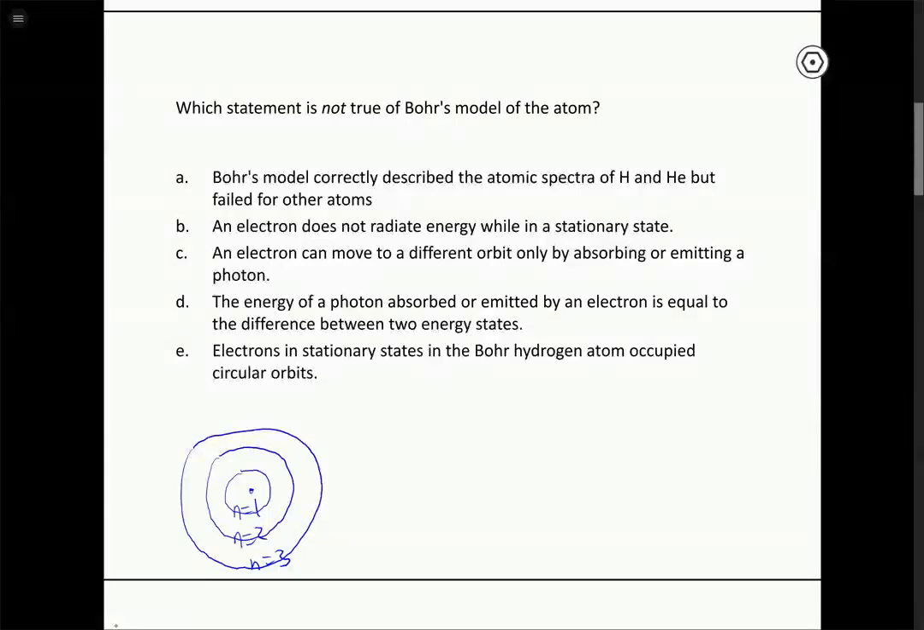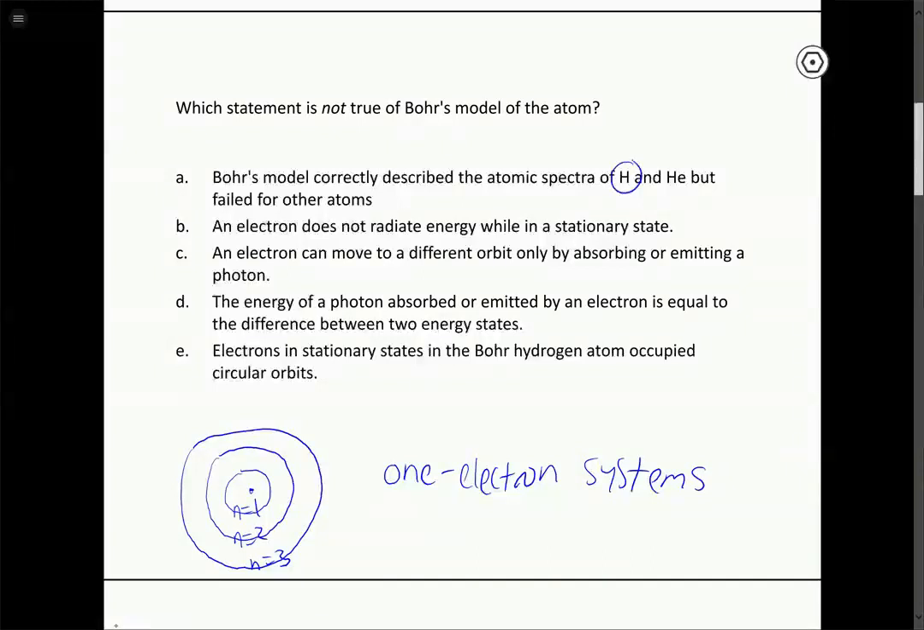So the first one, A. Bohr's model correctly described the atomic spectra of hydrogen and helium but failed for other atoms. This one is almost true, but not quite true, because the Bohr model only works for one electron systems. So that's another key component of it that we've discussed in class now a few times, is that the Bohr model only applies to one electron systems.